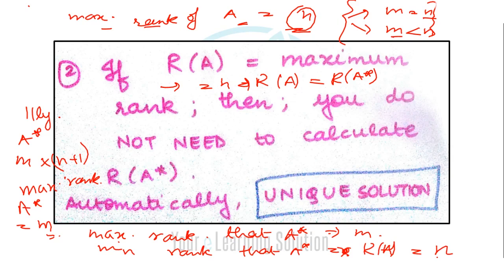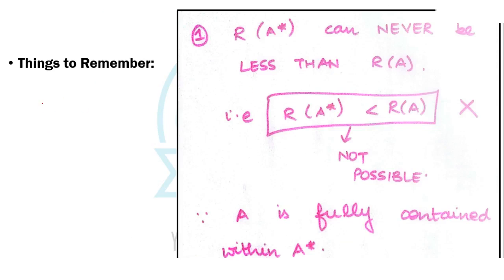If the rank of A is equal to n, then it automatically implies that A star also has rank n, because it cannot have a rank greater than n anyway. Which implies that rank of A is automatically equal to rank of A star when rank of A is equal to the maximum rank. If this is still not clear to you, rewind the video and you will be able to make sense of it.